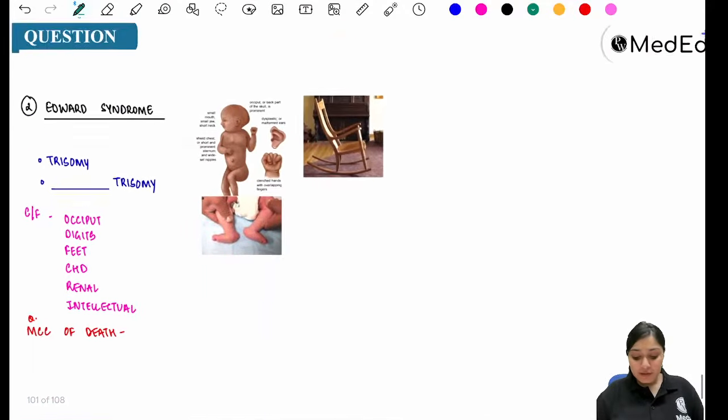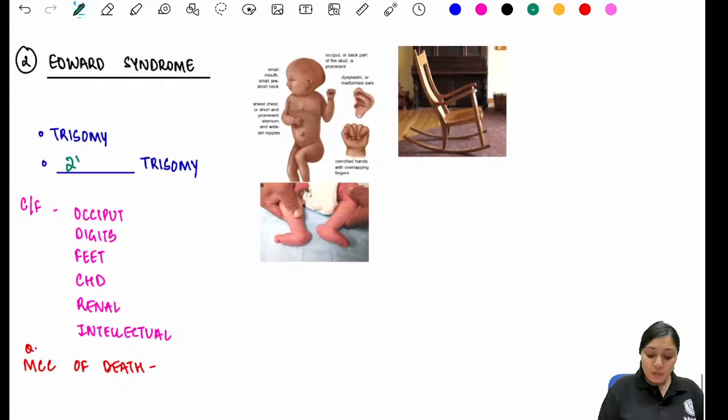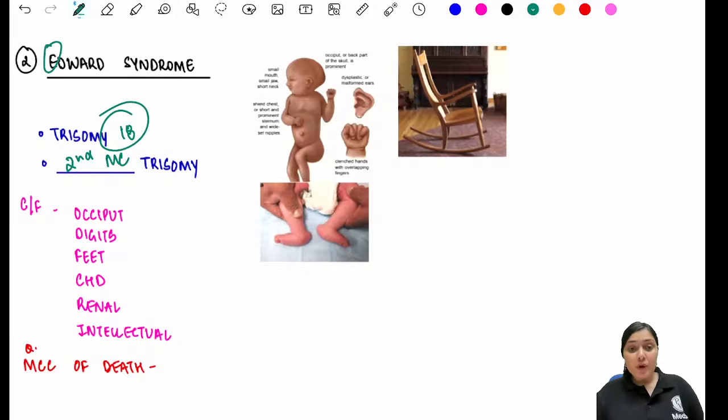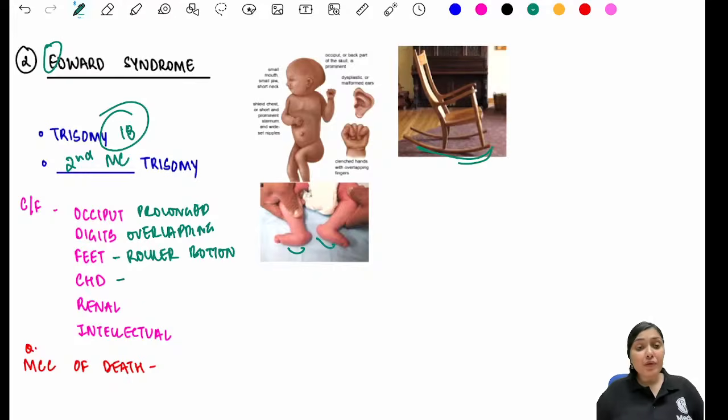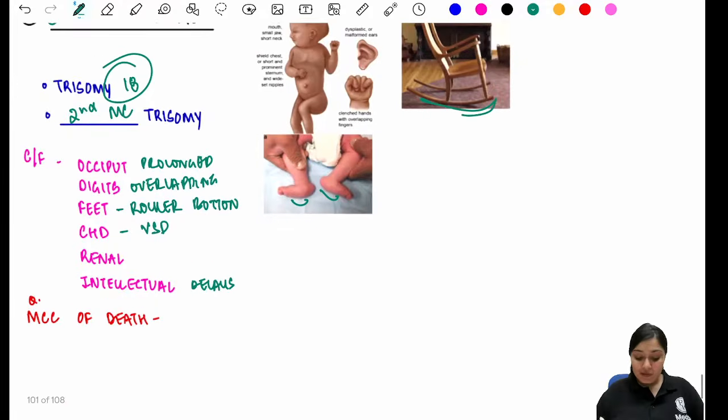So let us look at this Edwards syndrome. This is the second most common trisomy, where there is trisomy 18, E for Edward, E for 18. The occiput is prominent, you can see, small head. Digits are overlapping. If you look at the feet, we have rocker bottom feet, right? Have you seen a rocking chair? The feet have that rocker bottom. Higher chances of congenital heart diseases like VSD, renal abnormalities, intellectual delays, and the most common cause of death in these cases is actually apnea or respiratory arrest.